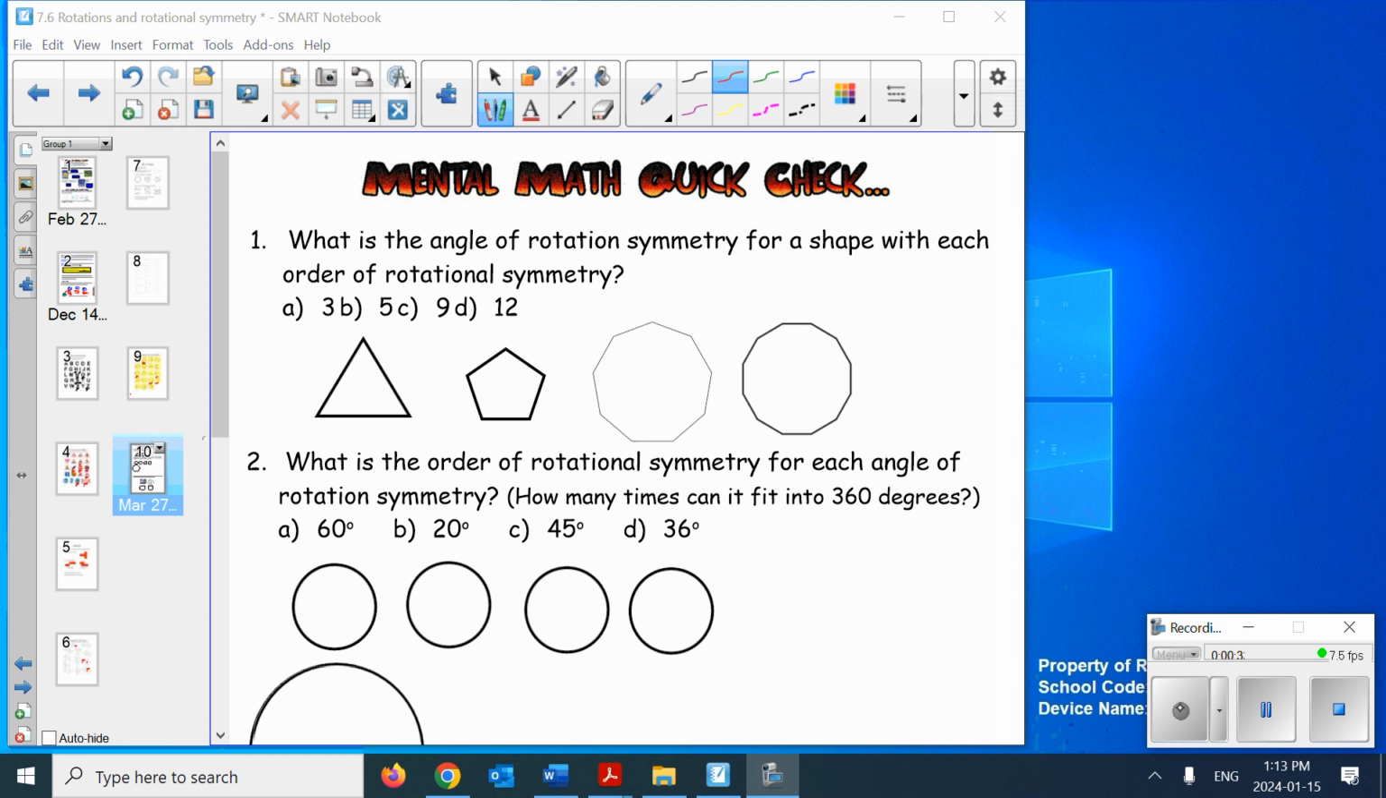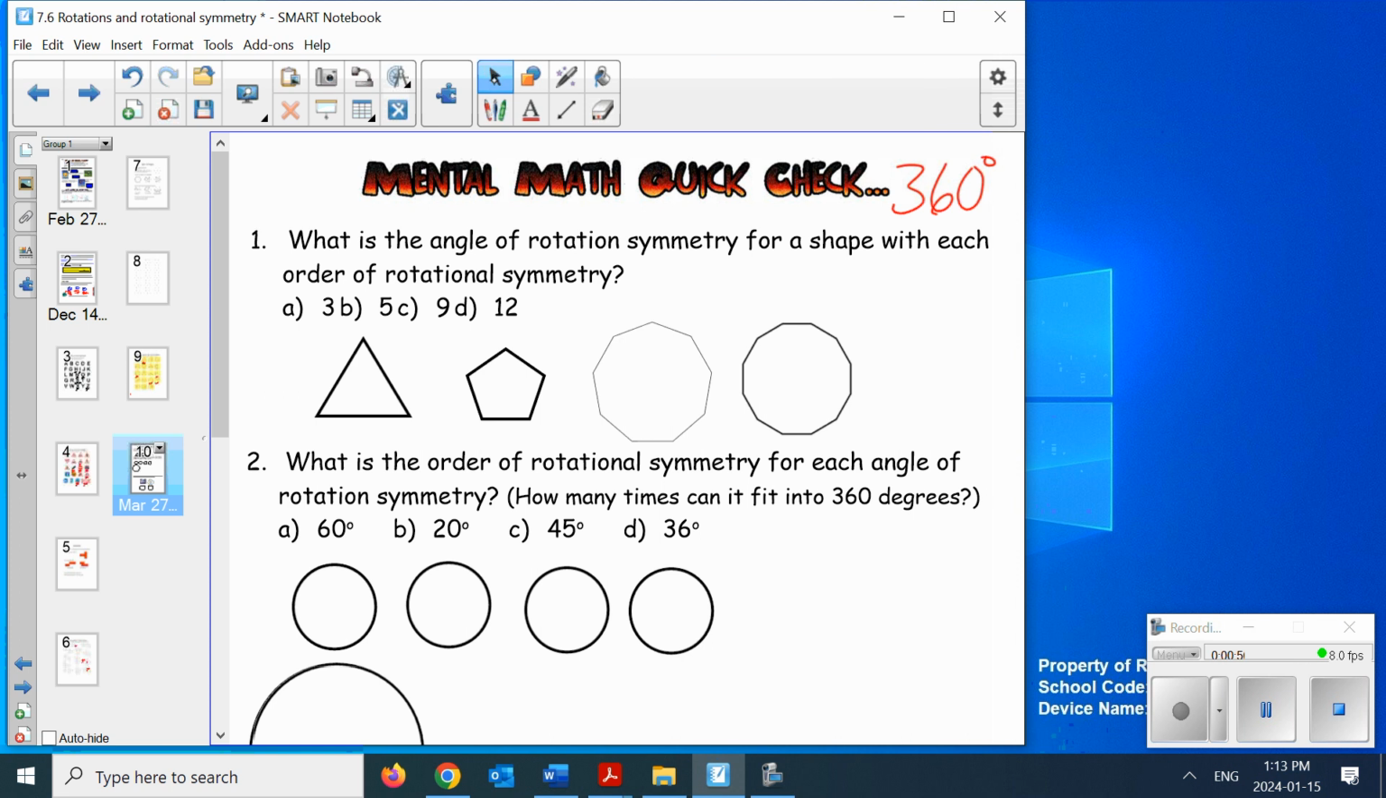What is the angle of rotational symmetry for a shape with each order of rotational symmetry? Now, last Thursday when we talked about it, one full circle is how many degrees? 360. So I'm going to keep this in mind: 360 degrees. If I have a shape with three-fold symmetry, how did I get 120?